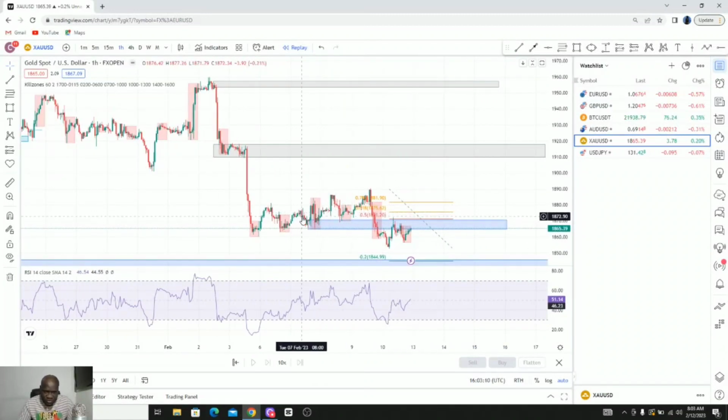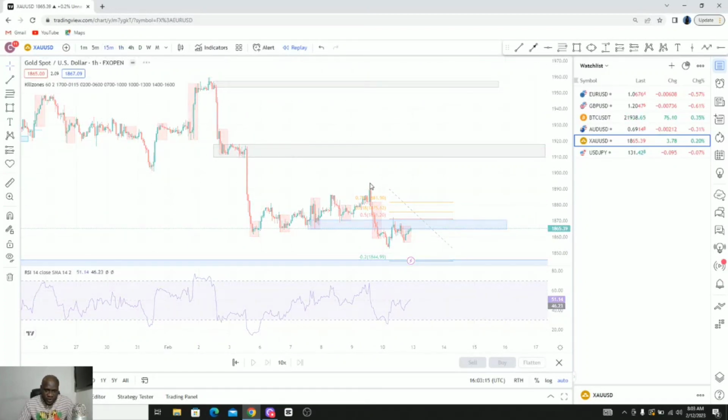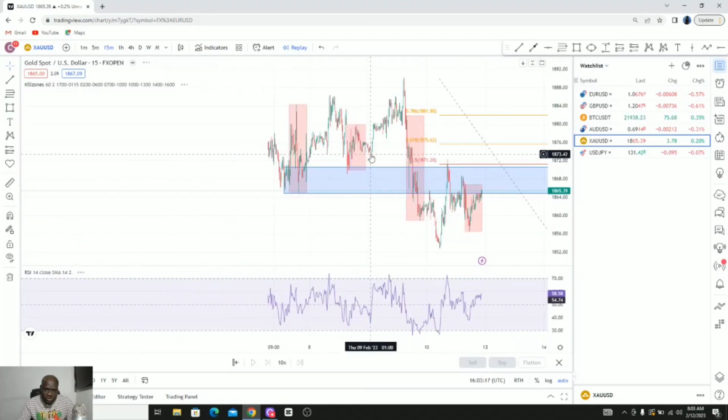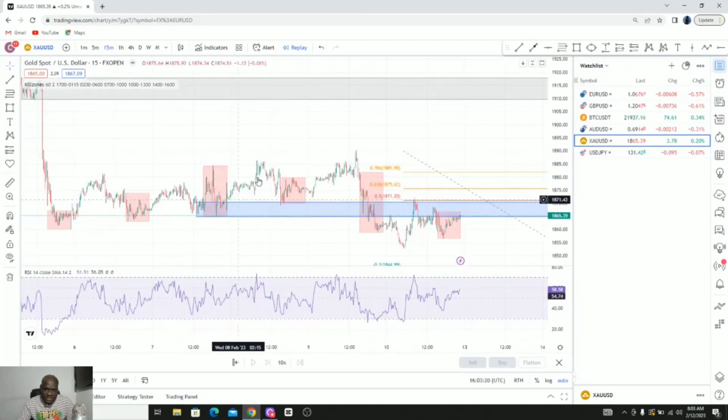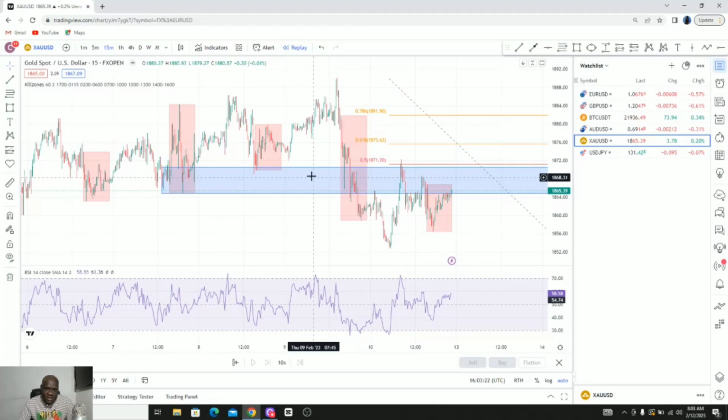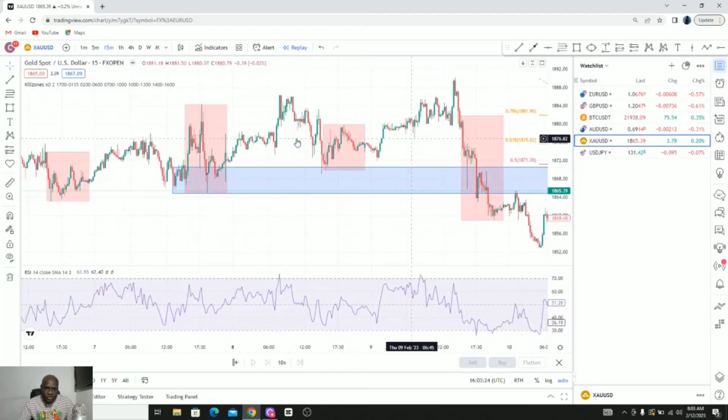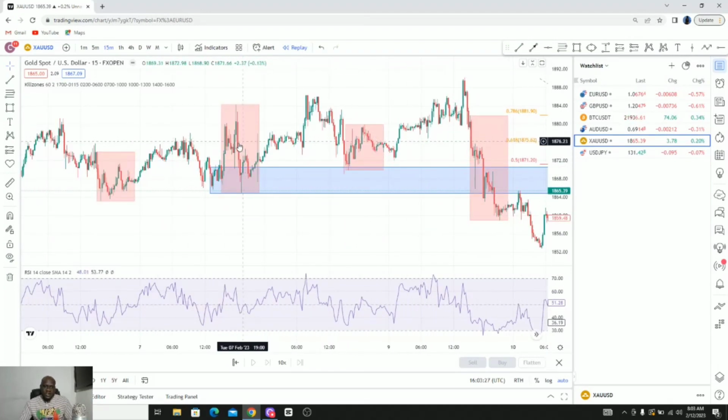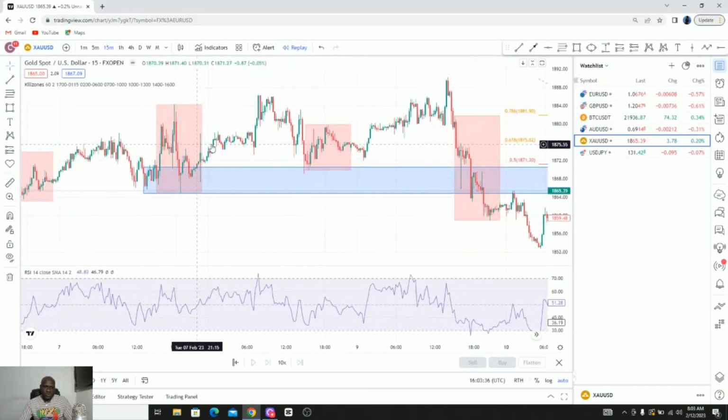Let's go to the 15-minute and check why I drew this demand zone. Let me make it bold so that people can see very well. At this point here, gold is looking like it wants to start dropping: lower low, lower high, lower low, lower high, lower low, and around this point it broke this low to the upside.